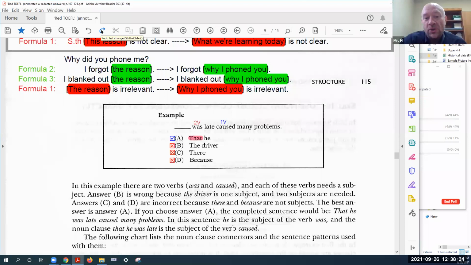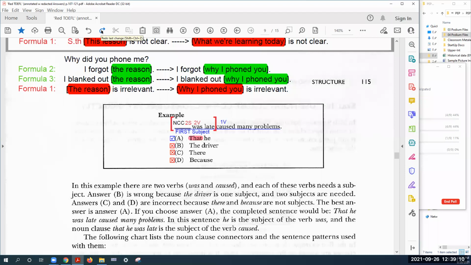Now, here's my question. Where is the main clause? Caused many problems. That's the main verb, but where is the subject? The same subject for the past clause, from the connector that he was late. All of this, that's your subject. Here's my question. What caused many problems? That he was late. There you go.